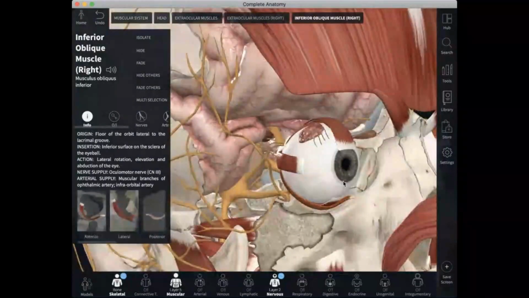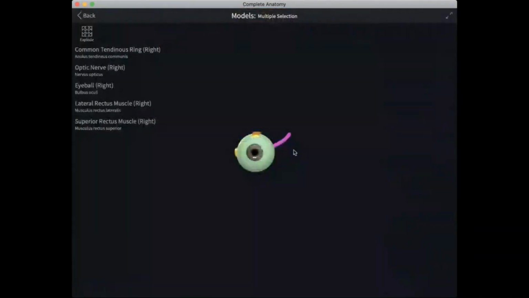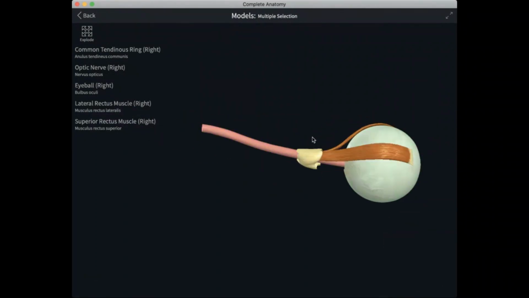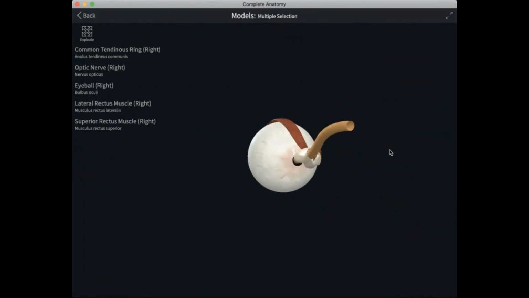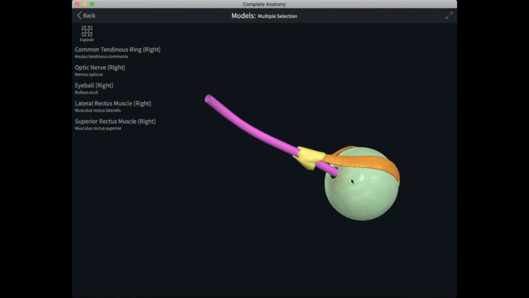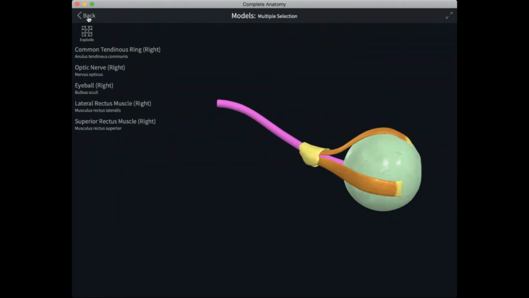These muscles have a common tendinous origin. Okay, so you can see this is a central tendinous ring. All these extraocular muscles are attached to this ring, and through this tendinous ring the optic nerve enters, then enters into the eyeball and spreads on the retina. Okay, so this is what you have to understand.